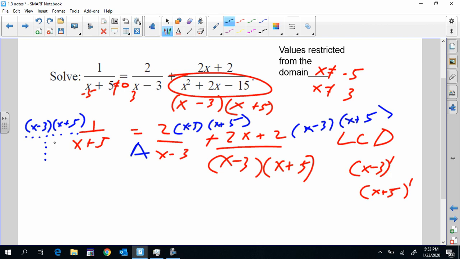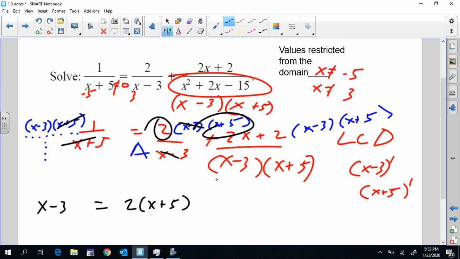Are there reductions? Sure, yeah, you can reduce out the x plus 5. That's 1 times x minus 3. You get x minus 3 equals. In this next one, is there? Yeah, there is. There's a binomial, x minus 3. And you get 2 times x plus 5. There's the 2. There's the x plus 5. And in the last term of this equation, the x minus 3, bye-bye. The x plus 5, au revoir. What do we end up with? 2x plus 2. Okay?